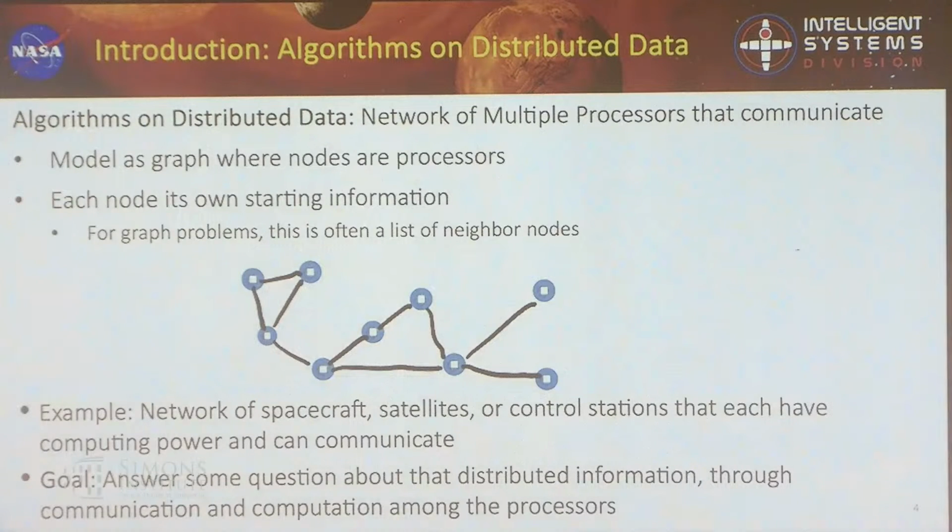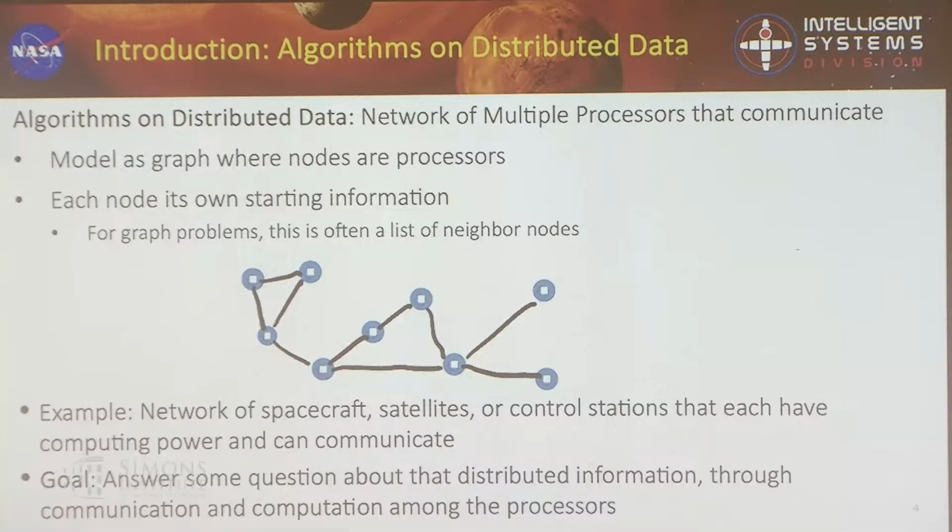So we're looking at algorithms on distributed data. We have a network of processors that can communicate. We're going to model these as a graph where nodes are processors. We're just talking about classical for the moment. It could be really any information that's at each of those nodes, but we're going to look at graph problems where, for example, the information may be your list of neighbors and maybe the weights of those edges. No one has a global point of view. And so the goal is to answer some questions about that distributed information through communication and computation among the processors.